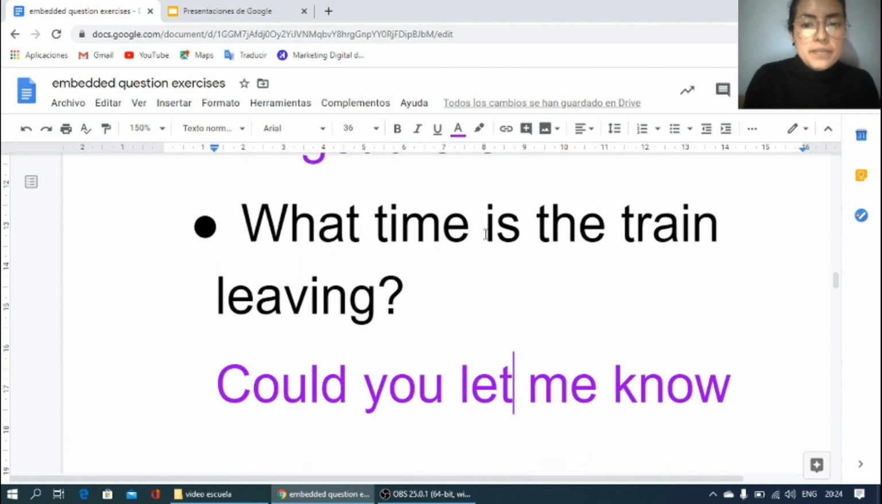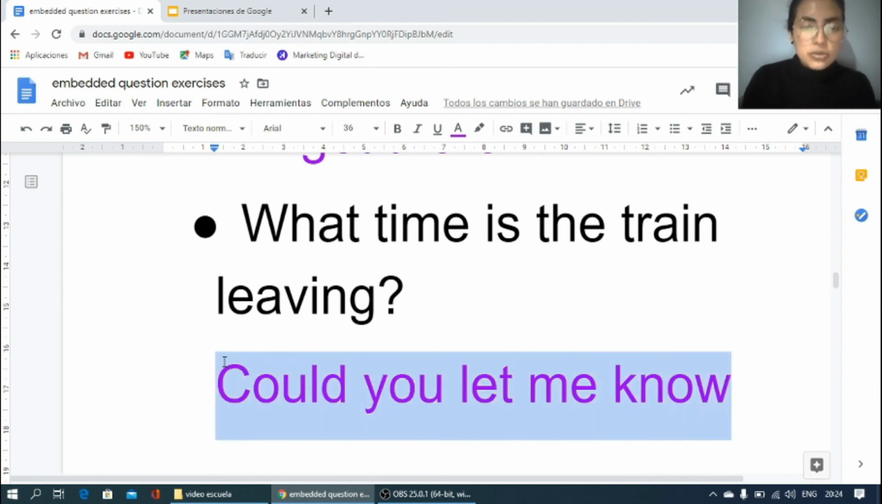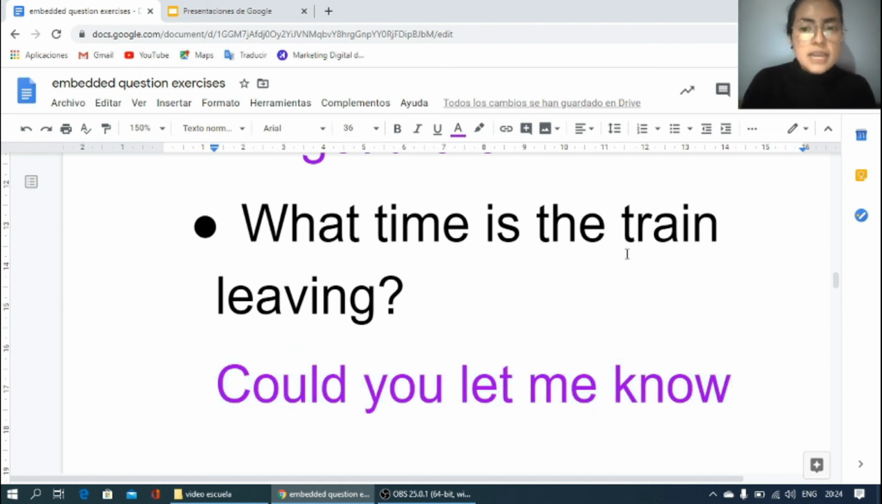What time is the train leaving? This question you have to change into an indirect question. How? You have to add an introduction question before the question. Okay. Could you tell me? This is an introduction question. Now I have to write a question. The same: what time is the train leaving?